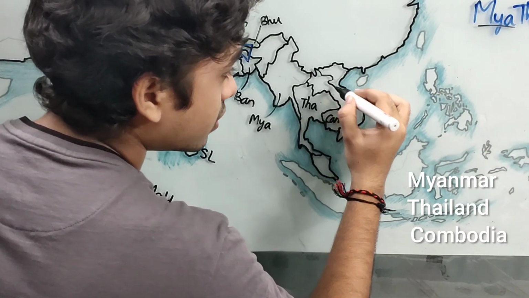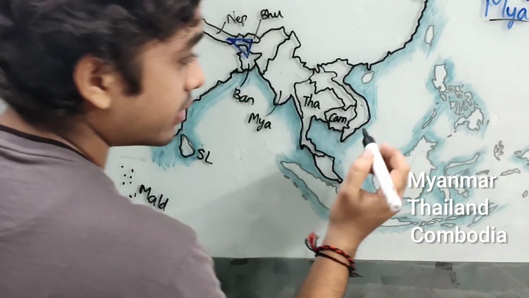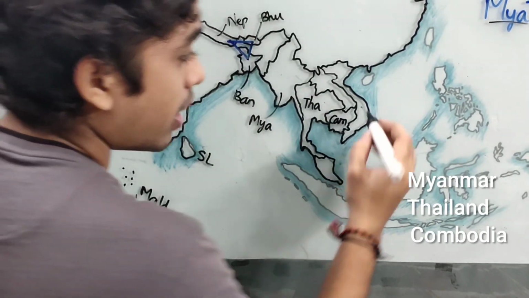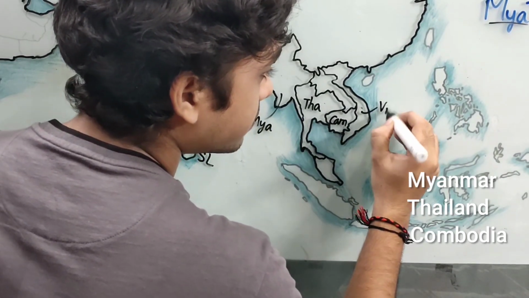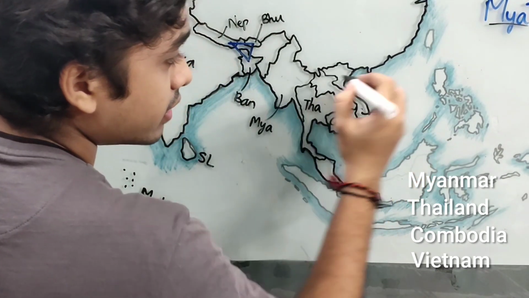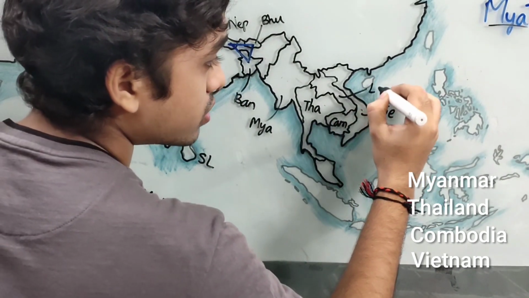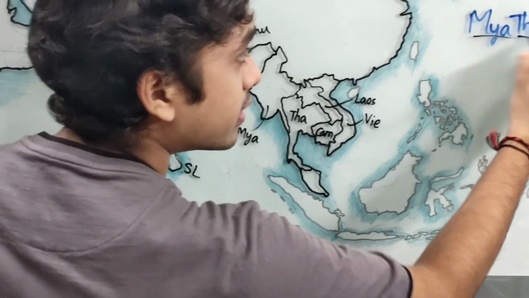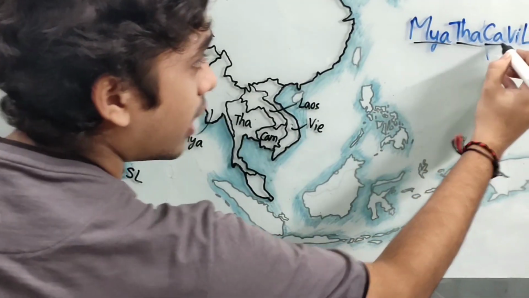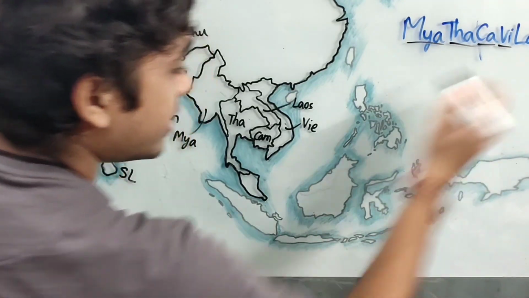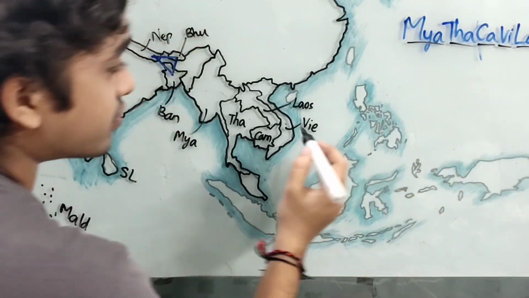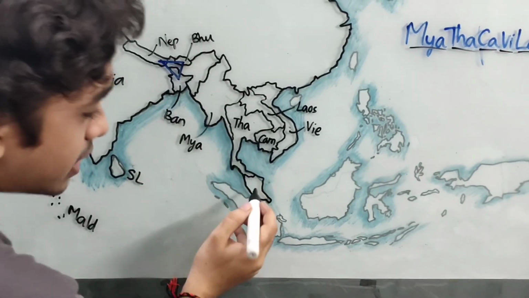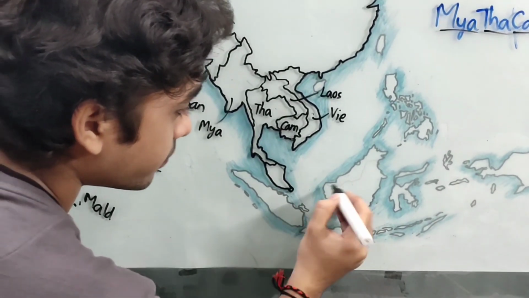Then we have the easternmost country in this peninsula. By the way, this peninsula is known as the Indochina Peninsula, and this country here is Vietnam. Then the country that is remaining is Laos. Just look at this. Myanmar, then Tha is for Thailand, Ka is for Cambodia, V is for Vietnam, and La is for Laos. So Myataka Villa. Next, let's come here. We find a country here.